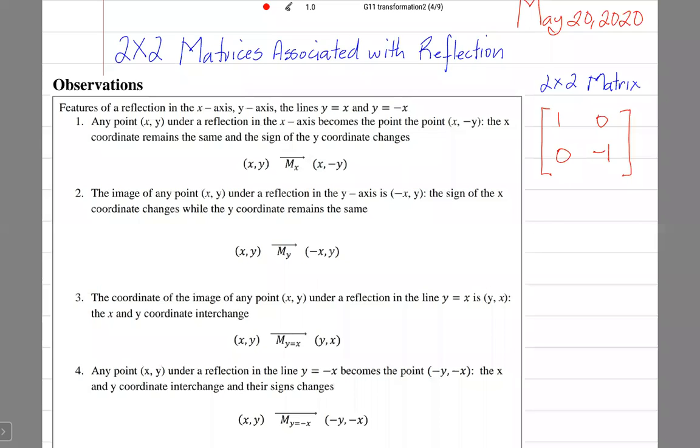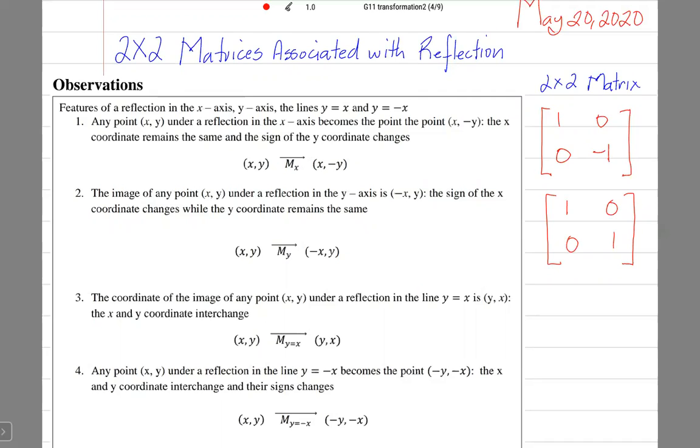Number two says, the image of any point (x, y) under reflection in the y-axis is (-x, y). The sign of the x-coordinate changes while the sign of the y-coordinate remains the same. So again, I'm writing the 2 by 2 matrix that is associated with this transformation. I'm starting out with the identity matrix.